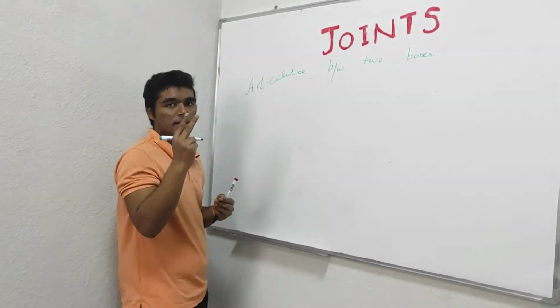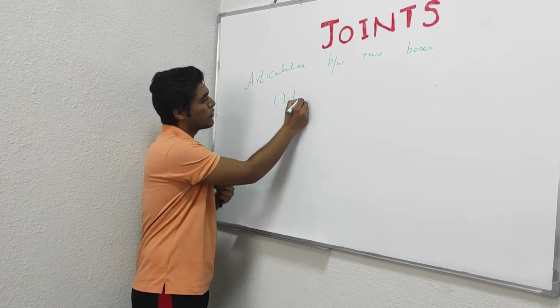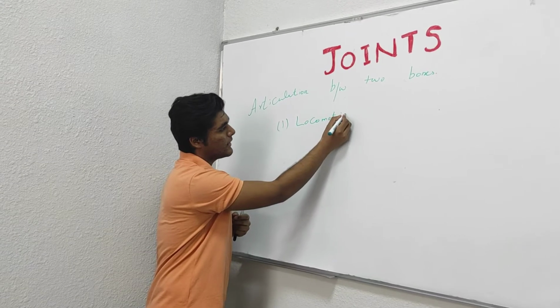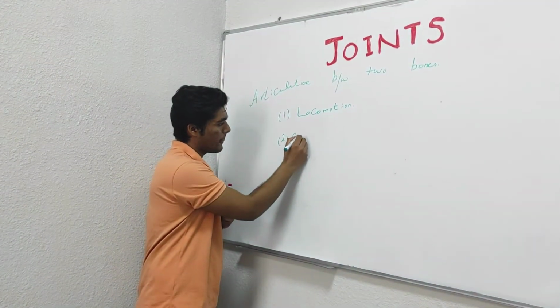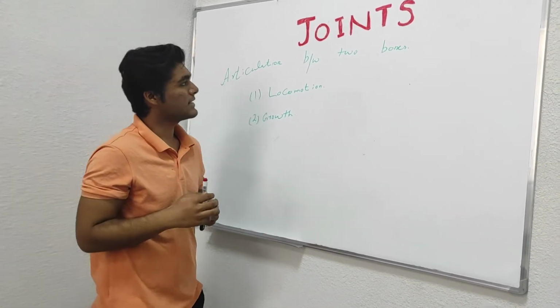Now, joints play two roles in our body. Its first role is in locomotion. It helps us in our movement. And the second role that a joint plays is in growth. Now, I am going to discuss the types of joints.